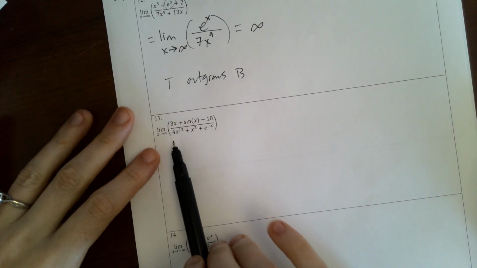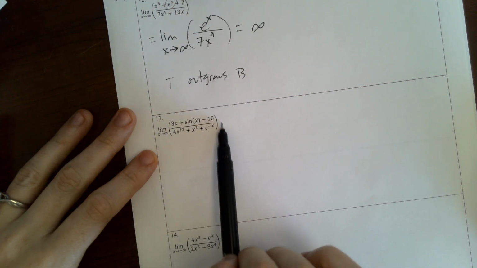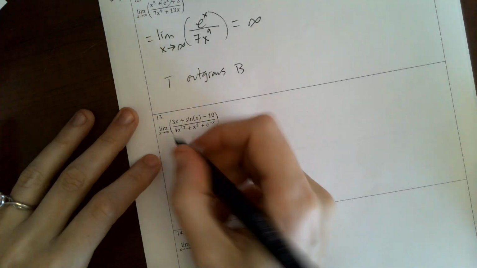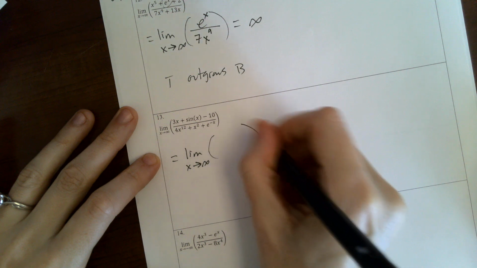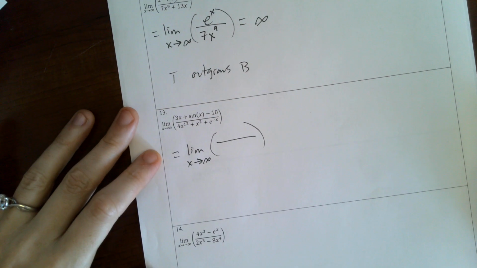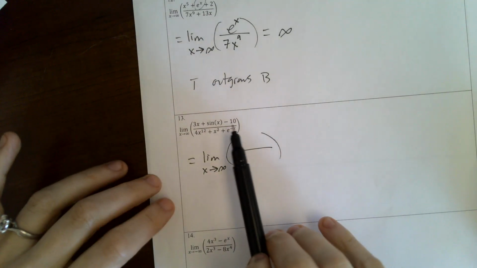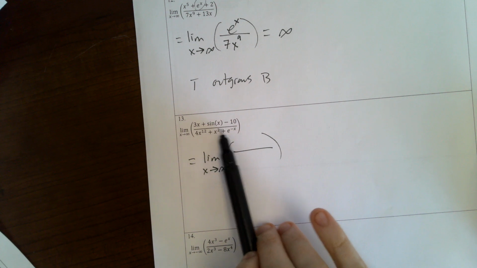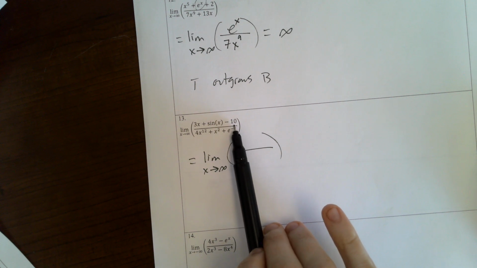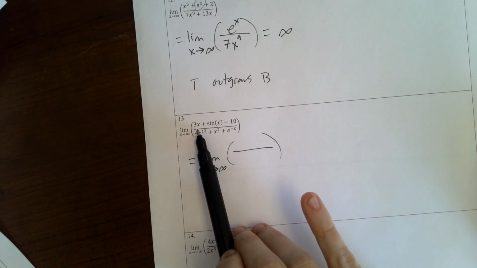Okay. Here's another situation with growth competition. So the limit as x approaches infinity of this fraction here. Okay. So then you go equals the limit as x approaches infinity, and then you just think about what term wins on the top, what term wins on the bottom, and then we'll go from there. All right, so in the top, we got 3x, we got sine of x, and we've got negative 10. Okay, so I know it's between these two. This is actually a type of power function, or it's a linear function.